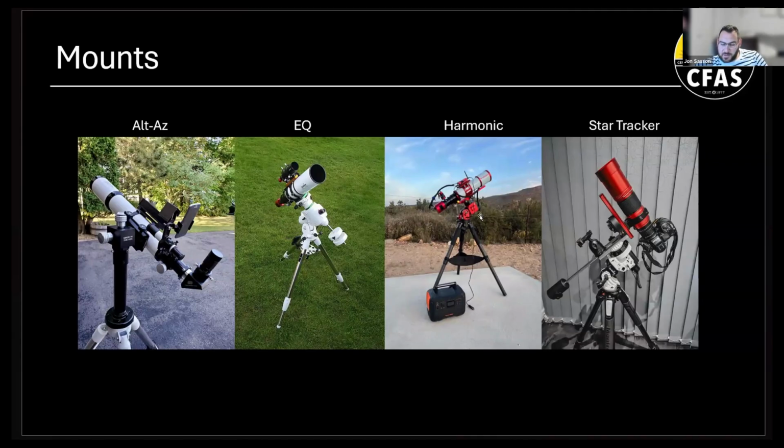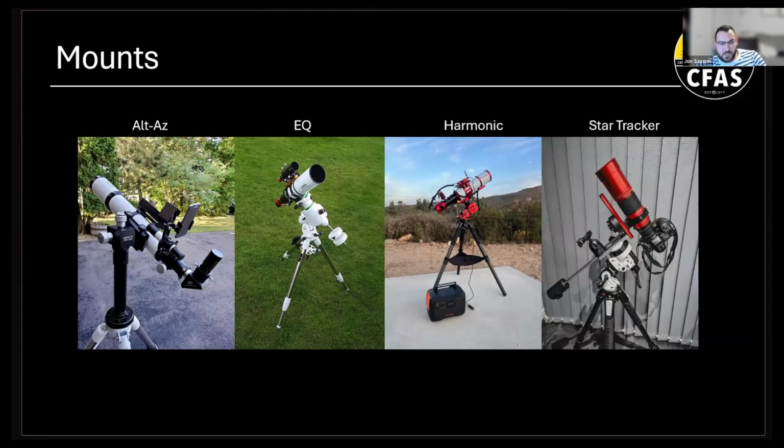You'll just notice that it doesn't need counterweights. And here's a star tracker. Again, it's essentially a small equatorial mount that is only moving in the RA direction, right? The declination base here is fixed. All right, so that's it for mounts, right?